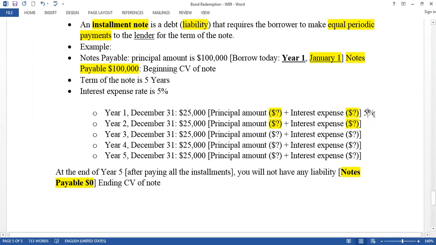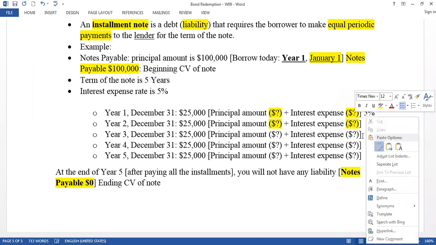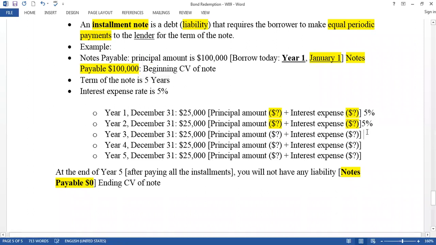So this 5% interest is the rate, it is not the dollar amount. Try to understand. We need the dollar amount. The question gives you the rate, but we are going to use this rate to get the dollar amount, right? Yes. So this is the question.